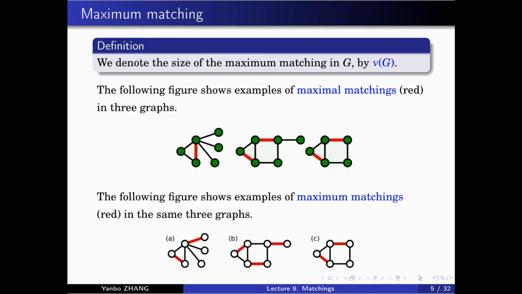We denote the size of the maximum matching in G by nu(G). The following figure shows examples of maximal matching in 3 graphs. This red edge forms a maximal matching of this graph. That is to say, if you add any edge to this matching, it is no longer a matching.